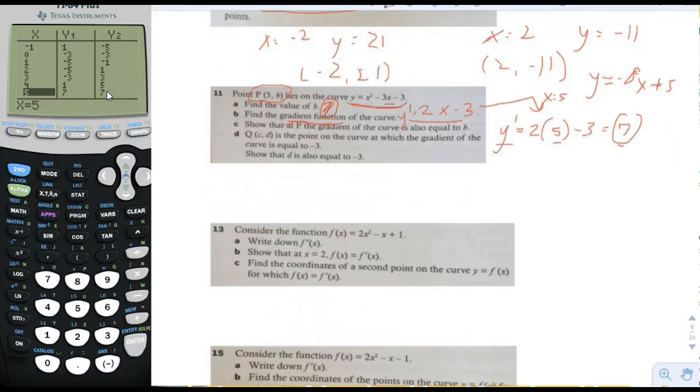Then it gives us one more point, q. Q is the point on the curve at which the gradient of the curve is equal to negative 3. Show that d is also equal to negative 3. Okay, so we can see, at some point, oh, here it is. You see? When the gradient is negative 3, the function is also negative 3. What a coincidence. Okay? So what is the x value that causes that? It's equal to 0. So at the point (0, -3), the gradient is negative 3, right?